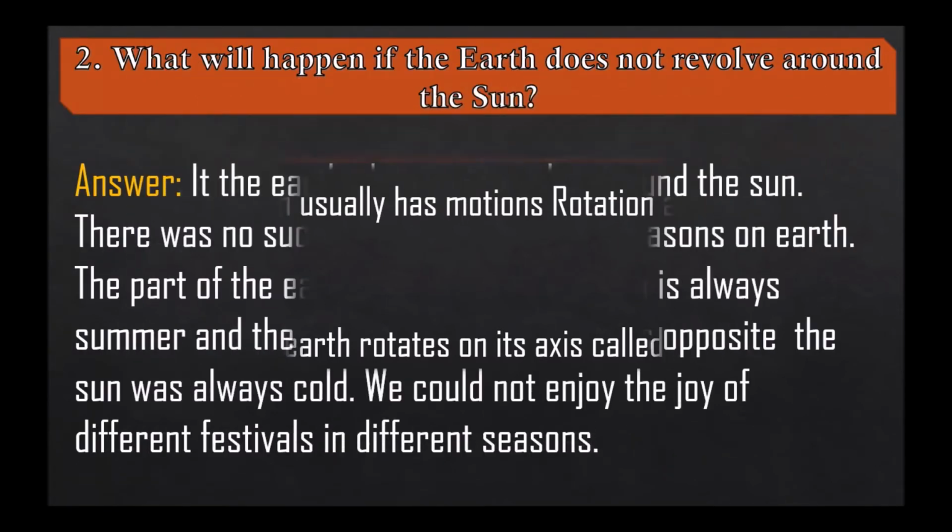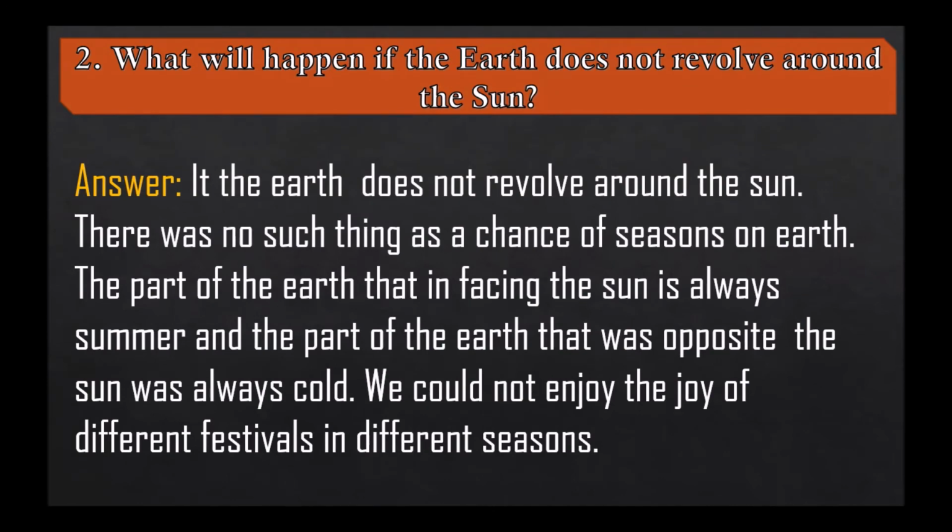Second question: what will happen if the earth does not revolve around the sun? If the earth did not revolve around the sun, there would be no change of seasons on earth. The part of the earth that is facing the sun would always be summer, and the part opposite the sun would always be cold. We could not enjoy different festivals in different seasons.